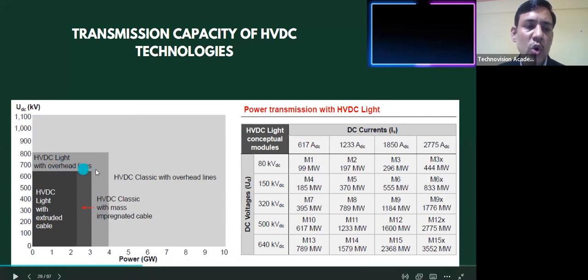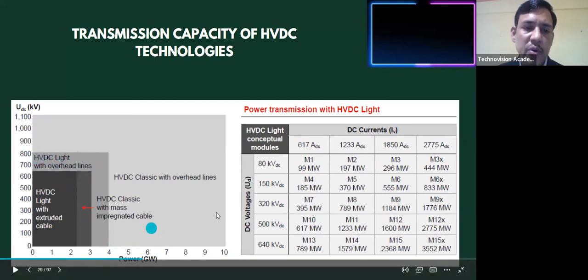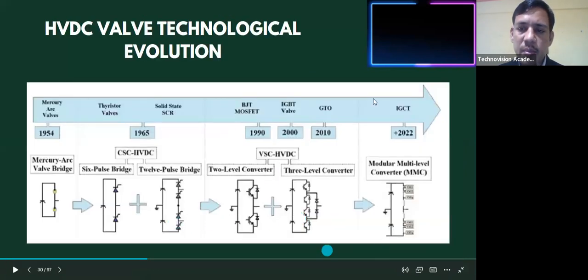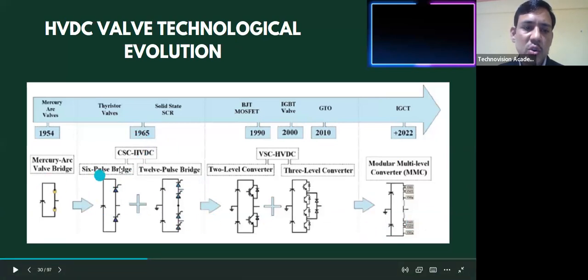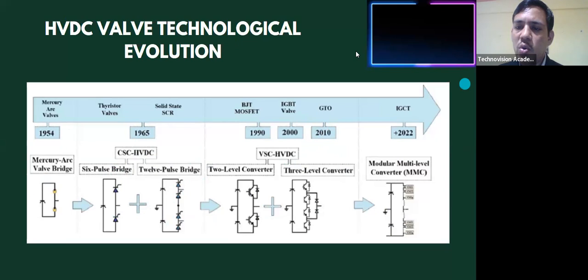Especially HVDC Light with overhead lines. Instead of cables, you can go for overhead lines. So you can transmit 700 to 800 kV and 4 gigawatts of power with these overhead lines. With extruded cables, other options are also there. So this is the development of the valves for the HVDC. Like CSC HVDC, VSC HVDC, and especially now we are going for this MMC HVDC, which we are already using. Again, we are going for the IGCTs.